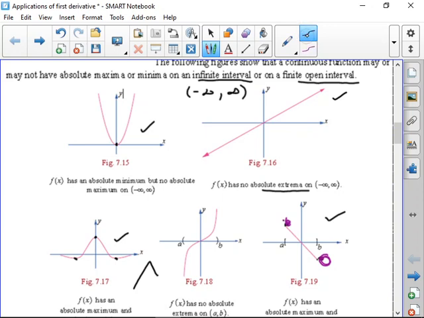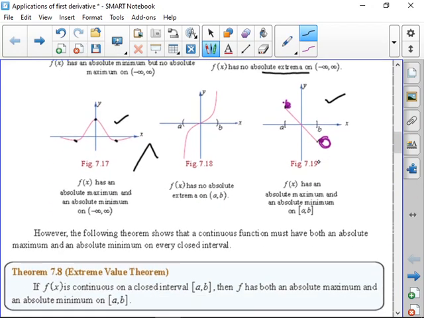So இதுக்கு maximum இருக்குது, minimum இருக்குது. இந்த closed interval a comma b. Is it clear, all of you? Okay, so this is the minimum and this is the maximum. Okay, end points irukanaal, it has both maximum and minimum, absolute maximum, absolute minimum on the closed interval a comma b.